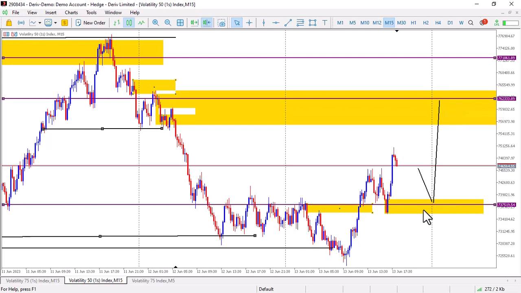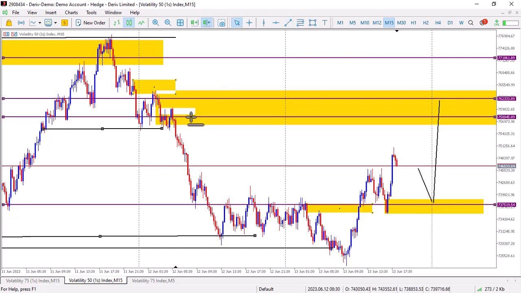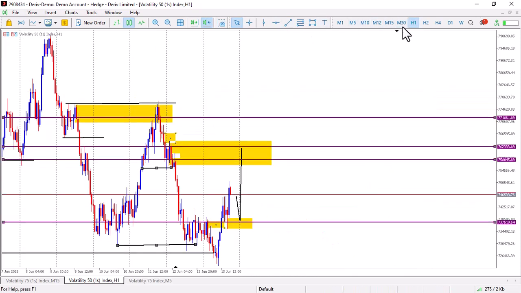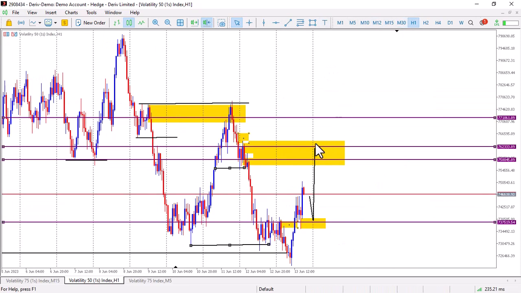And if price doesn't retest this order block, what are we waiting for? We are waiting for price to retest this particular order block right here that price did form. If you go to H1, you clearly see that that order block is in sync with the one on the H1, and we'll be mapping out the targets as we go.